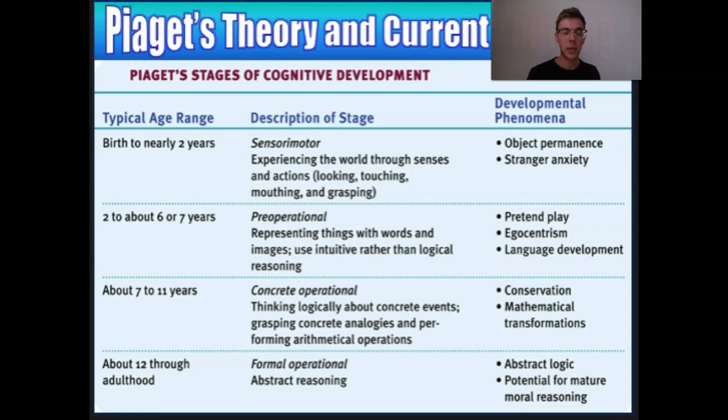And then lastly, we have about age 12 through adulthood. This is known as formal operational. Key phenomena: you're able to think more logically, and you become more mature in abstract moral reasoning.